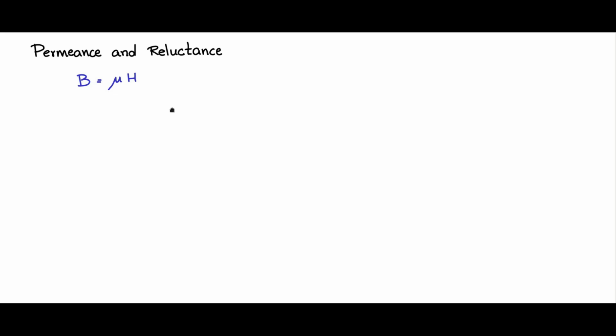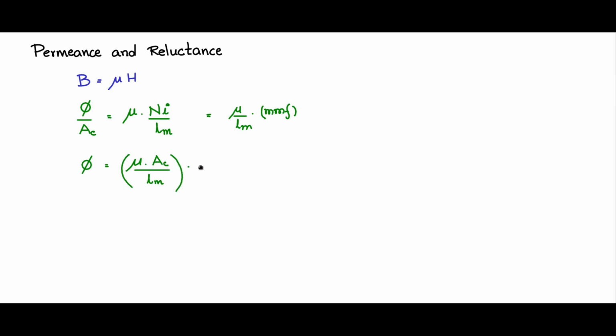This is coming from the BH characteristic for the material. Flux density is equal to permeability mu into H field, Ni by Lm. So let us replace flux density by flux by area of cross section, and mu into H is Ni by Lm, the magnetic path length. It can be written as mu by Lm into Ni, which is nothing but MMF. So flux can be written as mu into AC by Lm into MMF.